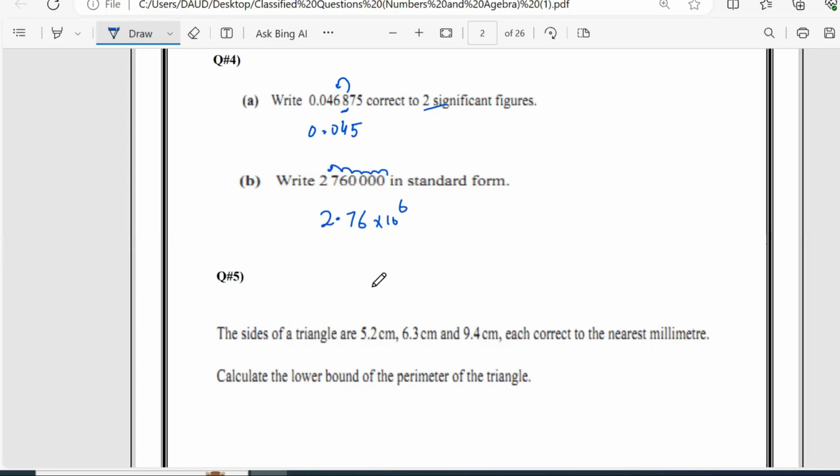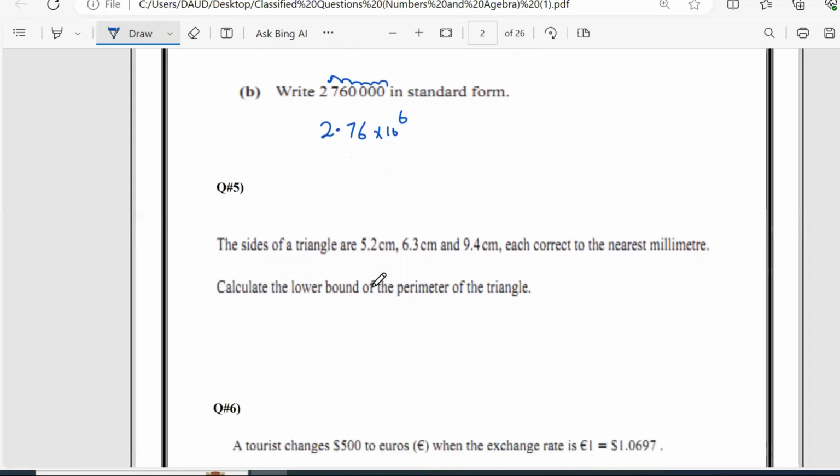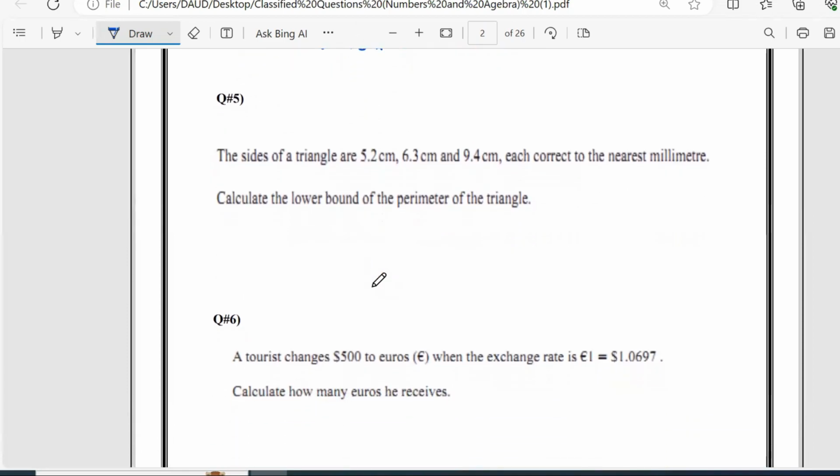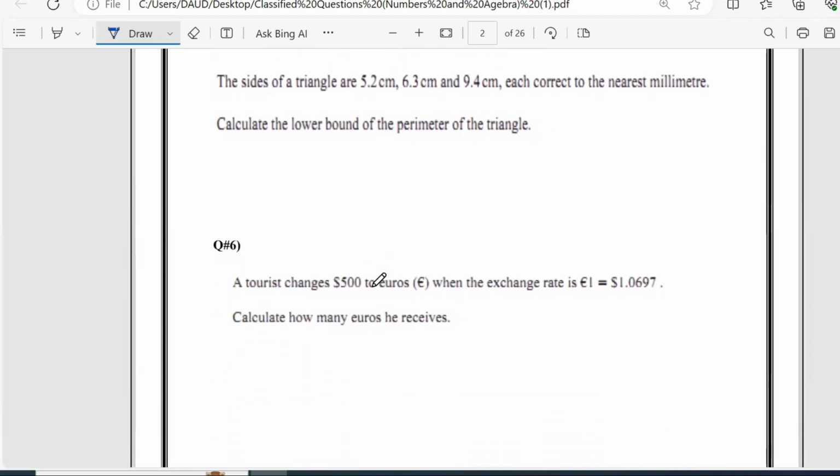Okay. Next question, number 5. The sides of a triangle are 5.2 centimeters, 6.3 centimeters, and 9.4 centimeters, each correct to the nearest millimeter. Calculate the lower bound of the perimeter of the triangle. So we are looking for the lower bound. For the lower bound, I will find the lower lengths of all three sides, 5.2, 6.3, 9.4, and then the lower bound of the perimeter of the triangle. For the perimeter, basically we will add all these sides at the end.